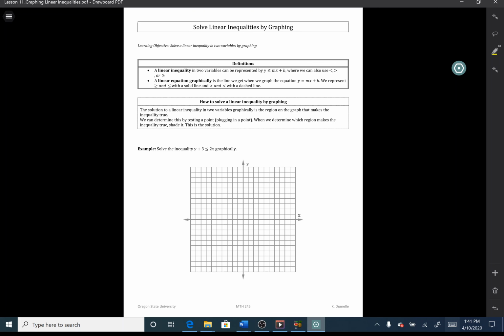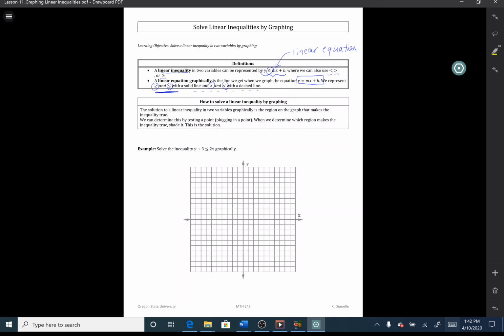using a graph. So first of all, a linear inequality in two variables can be represented by a function that looks like y is less than, less than or equal to, greater than, or greater than or equal to mx plus b. So this mx plus b is just a linear equation as we know them. But instead of y equals mx plus b, we have an inequality. A linear equation graphically is the line we get when I graph y equals mx plus b, and then we represent greater than or equal to and less than or equal to with a solid line, and greater than and less than with a dashed line. So we'll be sure to do some examples.